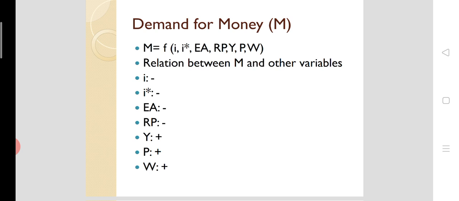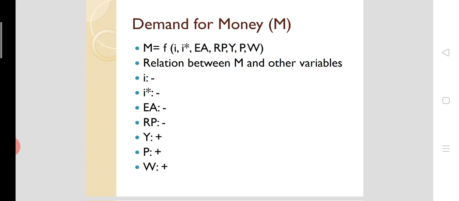Second factor is I star. I star is the foreign rate of interest, or rate of interest on foreign bond. So when the rate of interest on foreign bond is higher, demand for foreign bond will be higher, but demand for money will come down as more money will be invested in foreign bond. So demand for money will surely come down.